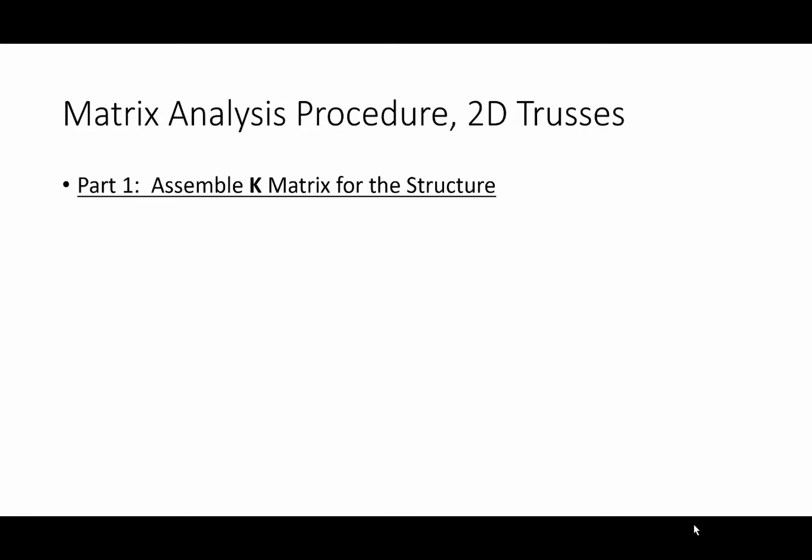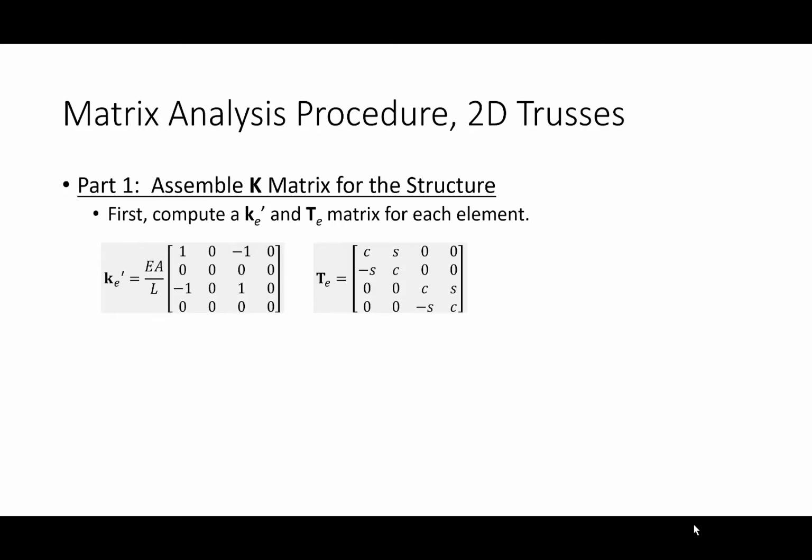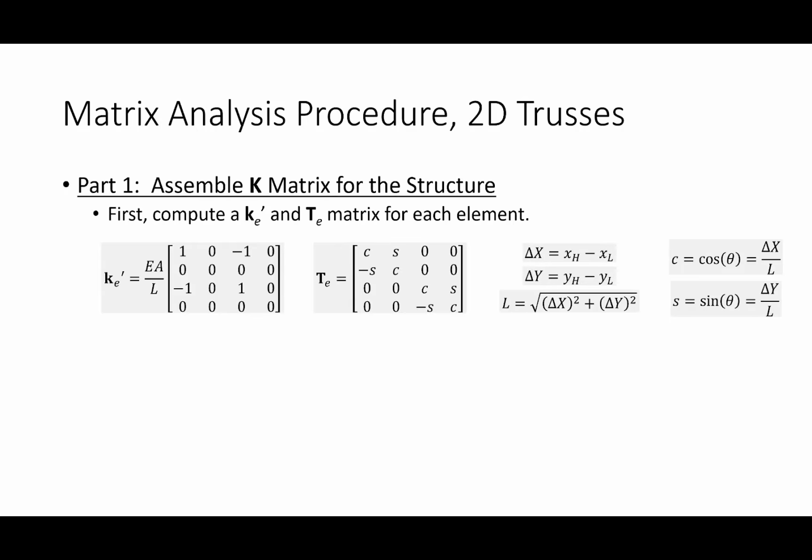The first step is to assemble the K-matrix for the structure, and the process works the same way as before. The only thing we have to do is take each matrix and rotate it. So you have to do a little more work to get to the matrices that you can assemble, because you've got to compute your K-prime matrix, which is in local coordinates, and then a transformation matrix to get it to global coordinates. To compute these, you need a couple of intermediate values: the member length, the sine and cosine. You don't need the angle to compute the sine and cosine. You can just use SOHCAHTOA: adjacent over hypotenuse and opposite over hypotenuse.